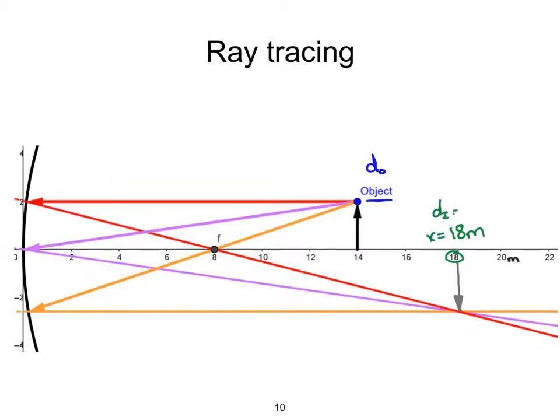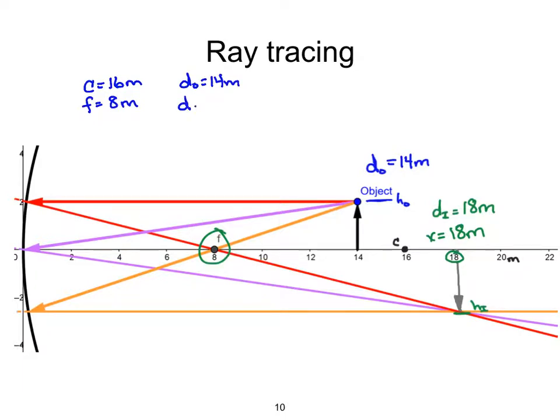We will also want to compare the height of the object with the height of the image, so we can call the height of the object HO and the height of the image HI. In the diagram that we have drawn here, with the center of curvature C at 16 meters, the focal point F at 8 meters, and the distance of the object dO at 14 meters, we find that the distance of the image is about 18 meters. The height of the object is 2 meters, and the height of the image is about 2.6 meters.